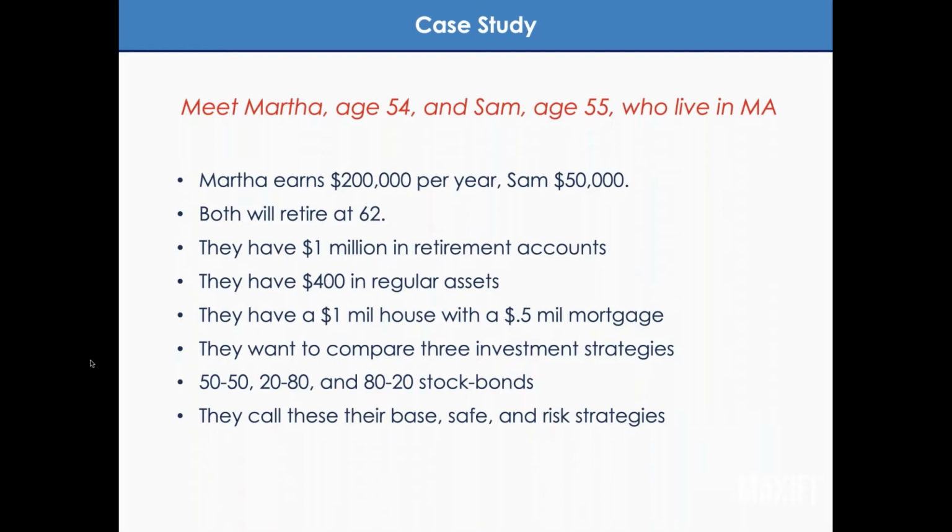These are not changing through time, although I could have considered strategies that change through time. The 50-50 is the base strategy, and that's just holding 50% stocks and 50% bonds. The 20-80 is 20% stock, 80% bonds, that's the safe strategy. The 80-20 is 80% stock, 20% bonds, that's the risky strategy. So we call these the base, the safe, and the risky strategies.